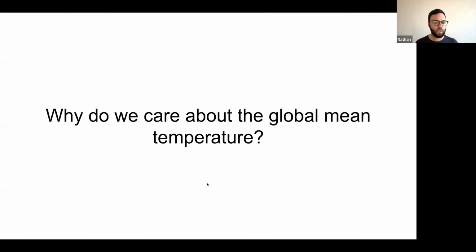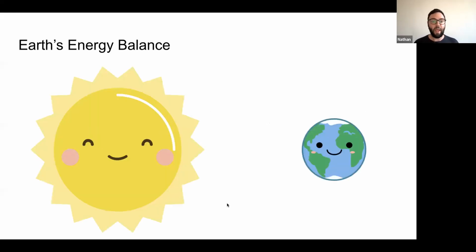And so first off, this is going to be a little bit of intro atmospheric science and really, why do we care about the global mean temperature? And so to talk about this, we're going to talk a little bit about Earth's energy balance. The Earth is this wonderful physical, chemical, biological system that is a really exciting place to be a scientist. And it gets most of its incoming energy from the sun. It gets a little bit coming up from the surface as well.